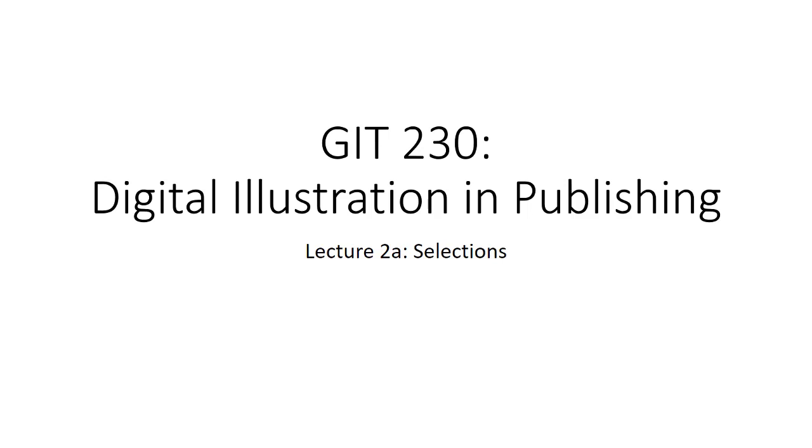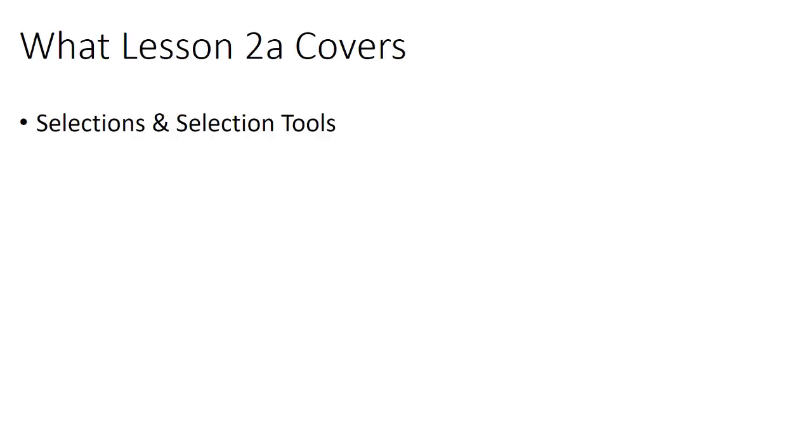Hello and welcome to Lecture 2A, where today we'll be talking about selections and how to modify them. There are a whole lot of tools to make selections in Photoshop. That is, one of the prime tools or reasons to use Photoshop is to select pixels. It's difficult to make edits to specific pixels if you can't first point out which pixels you want to edit. So these are going to cover some of the ways that you can make those selections in Photoshop.